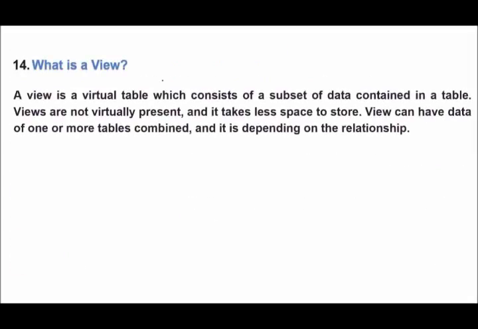What is a view? View means at the instance of a schema is a view. View is a virtual table which consists of subsets of data contained in a table. So views are not virtually present. It takes less space to store. View can have data of one or more tables combined, depending on the relationship. So view is not there in actual storage, right?